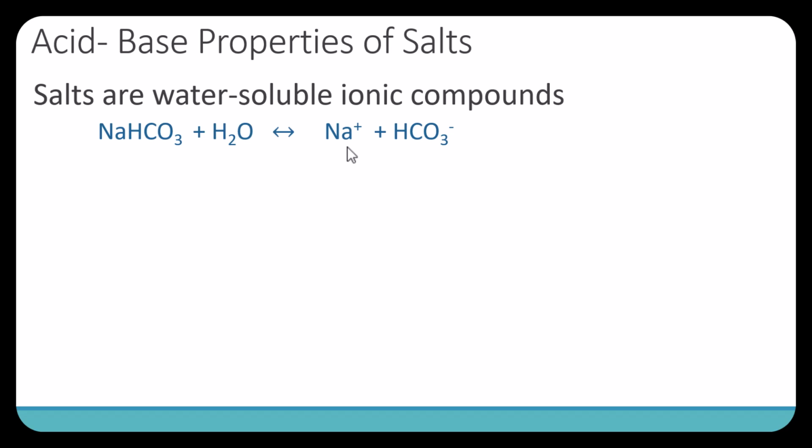Now, sometimes these ions can affect the pH of a solution. Okay. So sodium in this case does not affect the pH. And I'll talk about why and how I know that in a little bit. But sodium is what we call a spectator ion. It just kind of sits around and watches the show. It doesn't really do anything to affect the pH. Bicarbonate, on the other hand, does affect pH.